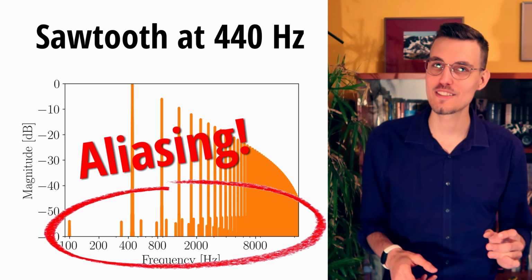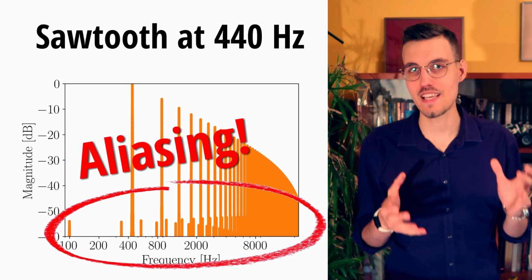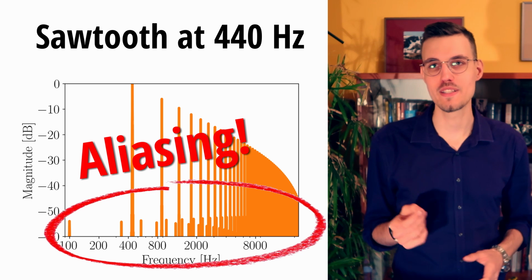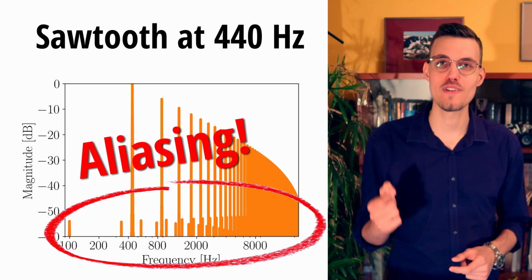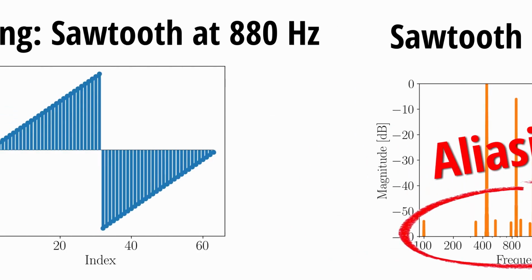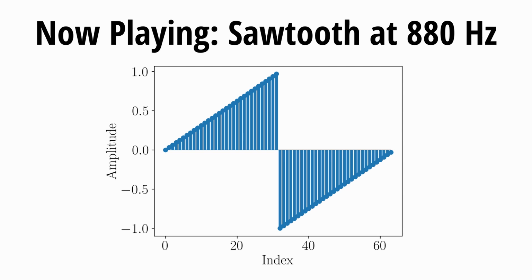Now let's listen to what happens if we play the same sawtooth waveform, but this time at the frequency of 880 Hz. That didn't sound very nice. And that's the problem with wavetable synthesis. The higher we go in pitch, the more artifacts we obtain.